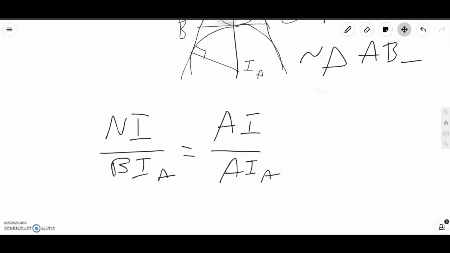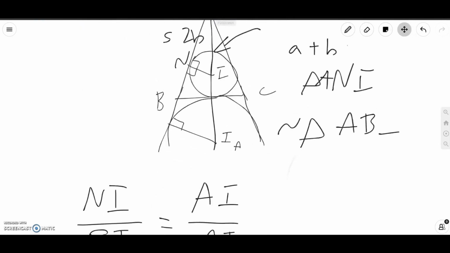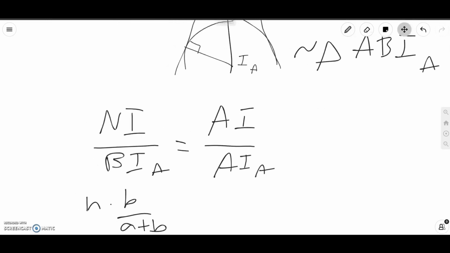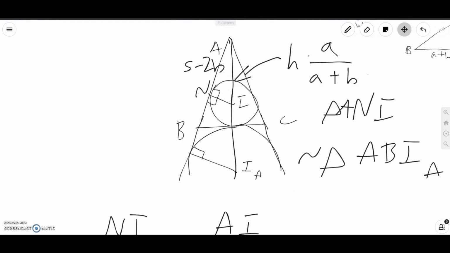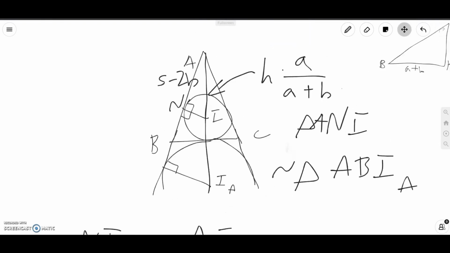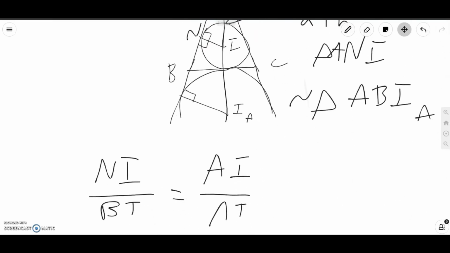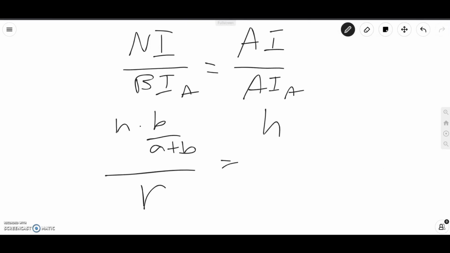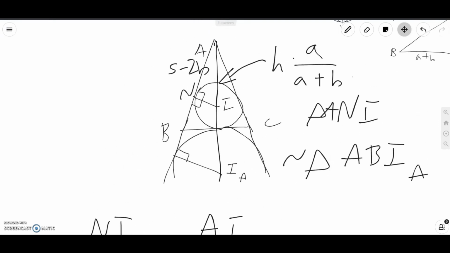So breaking this out, NI is simply equal to the radius we found before. This is H times B over A plus B. And what's BIA? BIA is the radius we want to find. We call that R. We'll call that little r. We've already found AI, which is H times A over A plus B. And now we look for AIA, which is simply H plus R.